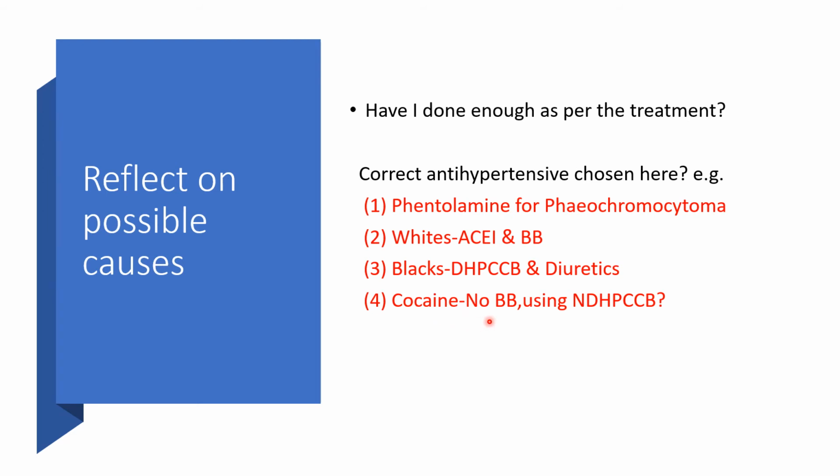tachycardia, or myocardial ischemia. So, non-dihydropyridine calcium channel blockers can be used in cocaine-induced cases. So these are just a few examples of appropriate selection under appropriate conditions that could prevent pseudo-resistant hypertension.